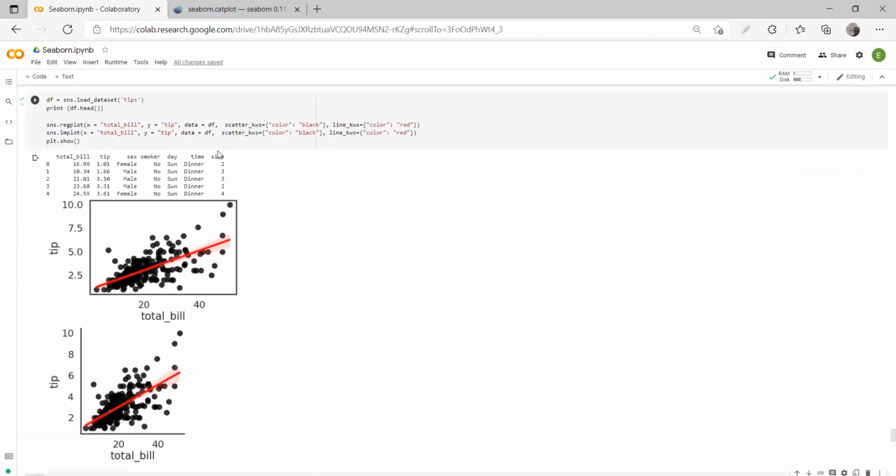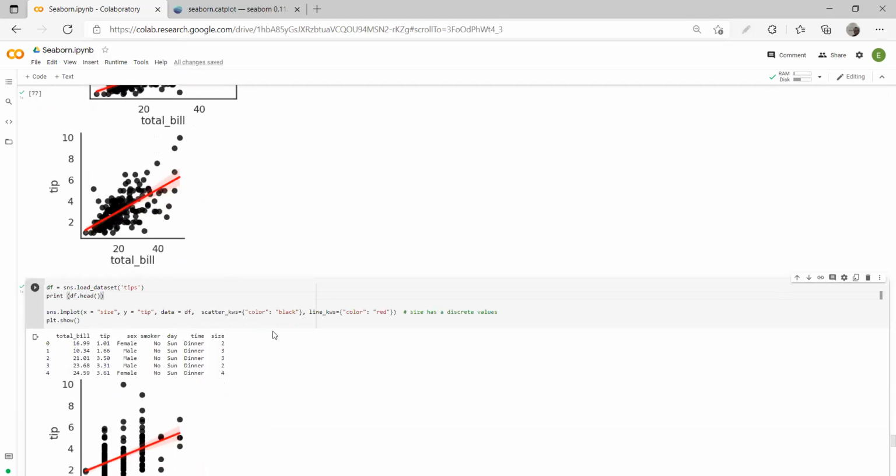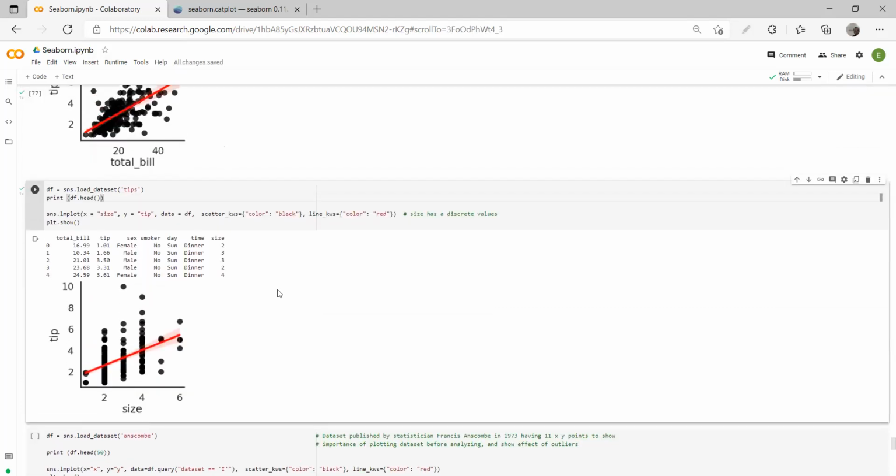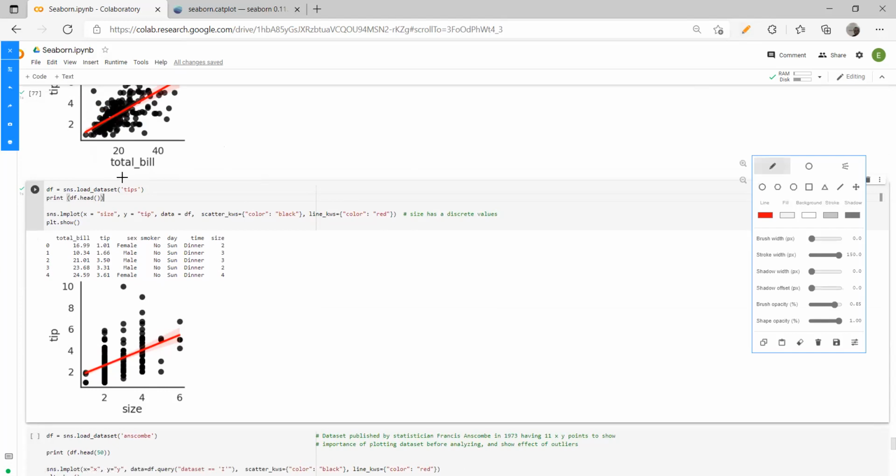What parameter have we changed? We changed x, scatter_kws, and line_kws, and we are plotting size versus tip. Instead of plotting total bill versus tip, here we are plotting size versus tip.